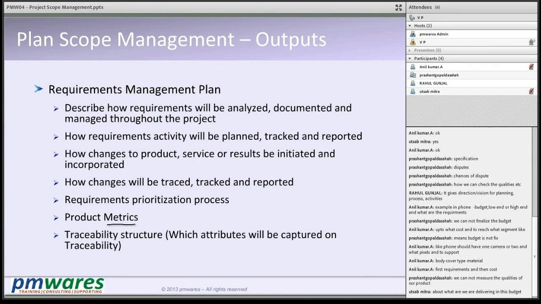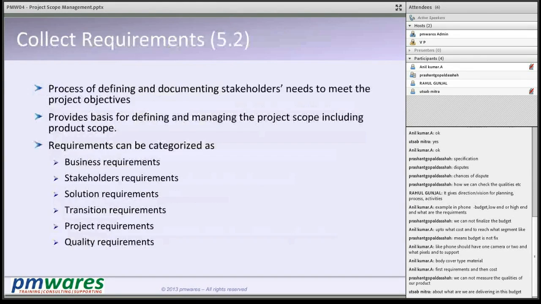Where are the metrics defined? In the management plan. How are you going to trace, track and report the requirements or scope? So first thing is prepare a scope management plan. As part of the scope management plan, we prepare the scope management plan and the requirement management plan. Right? The next step is to collect requirements.